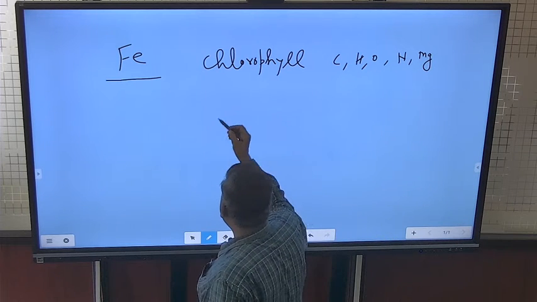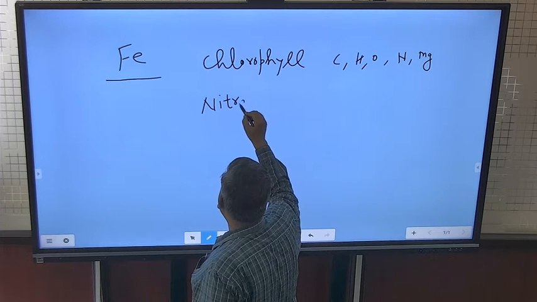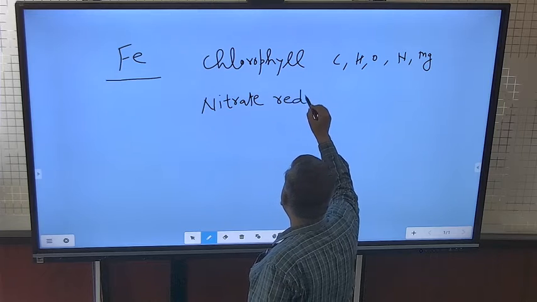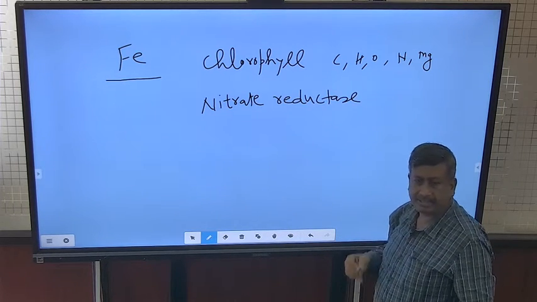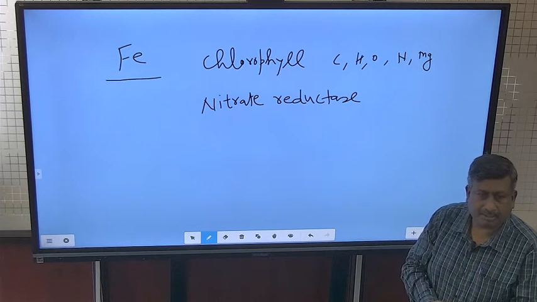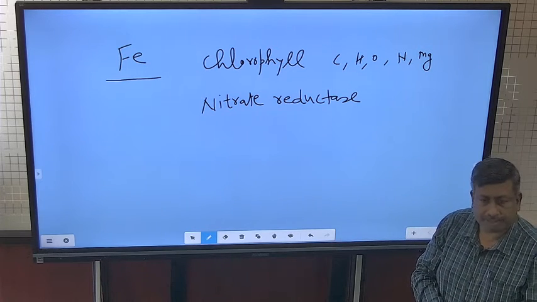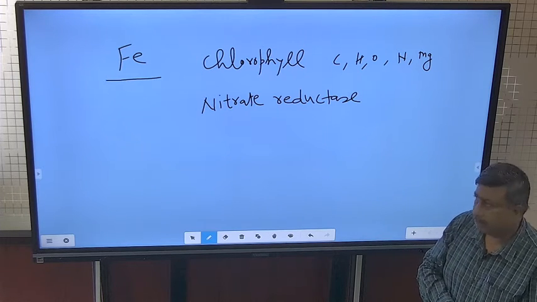Another important role is that iron is involved in the enzymatic activity of the nitrate reductase enzyme, and this enzyme is involved in the reduction of nitrate during nitrogen metabolism. Nitrates are reduced to form protein. So, that is why iron is involved in nitrogen metabolism.